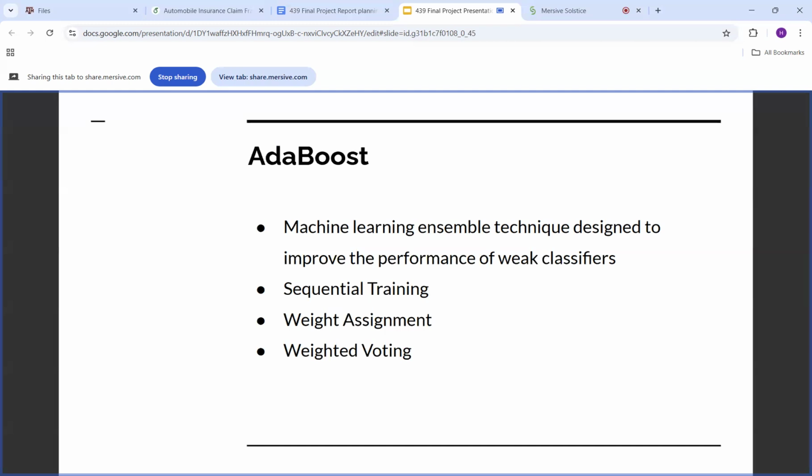Second, we have weight assignment. AdaBoost assigns weights to training examples, emphasizing harder to classify instances. So something that was misclassified will receive a higher weight so that we address it with the next instance. Finally, we have weighted voting. After training, each weak classifier is given a weight based on its accuracy, and the final prediction is a weighted majority vote of the individual classifiers' predictions.